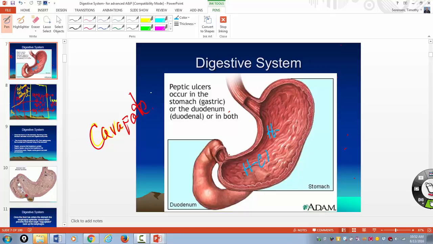It thrives in it. It's called H. pylori, Helicobacter pylori, and it thrives in a very acidic pH. And when that bacteria multiplies, it will release toxins that will erode and damage the lining of the stomach. So you get a condition called gastritis.